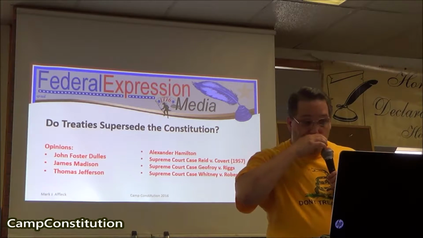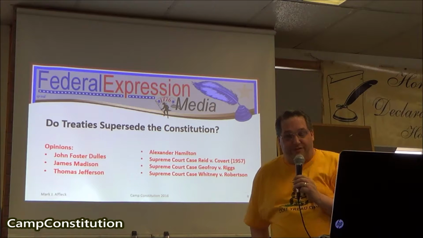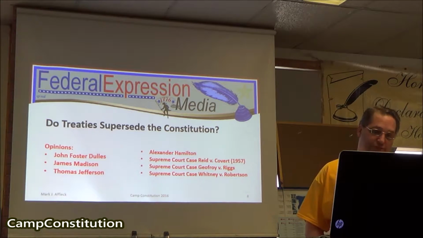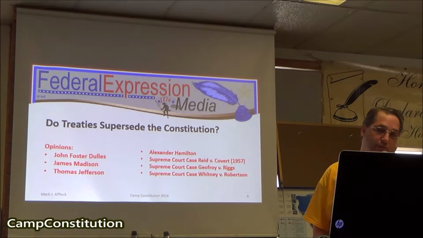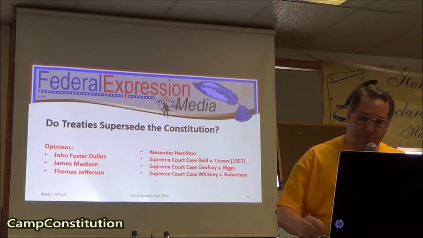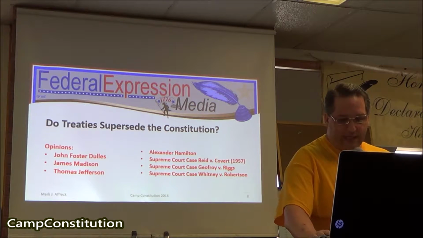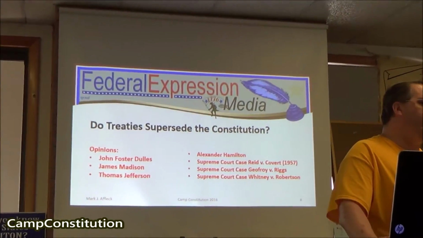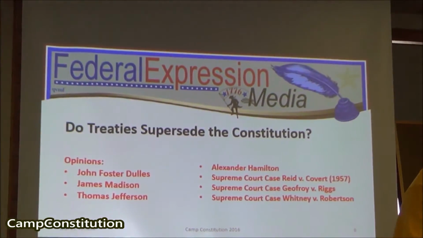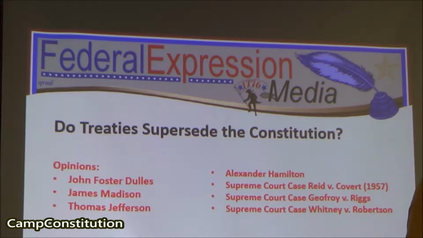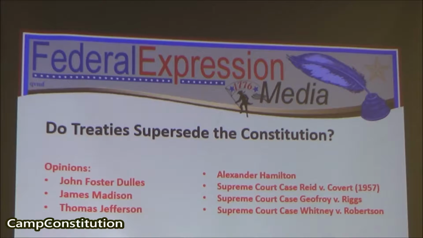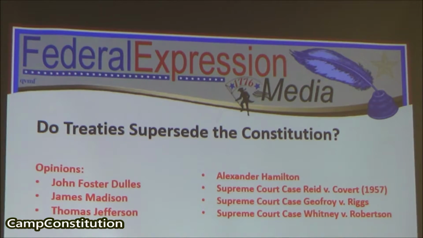Now, where does this nonsense, this myth that treaties supersede the Constitution, come from? We're going to look at some opinions on the matter. One of the most early references to this idea that treaties supersede the Constitution comes from a man named John Foster Dulles. So we're going to look at who he was, who his friends were, what kind of influence he had in the United States, etc.